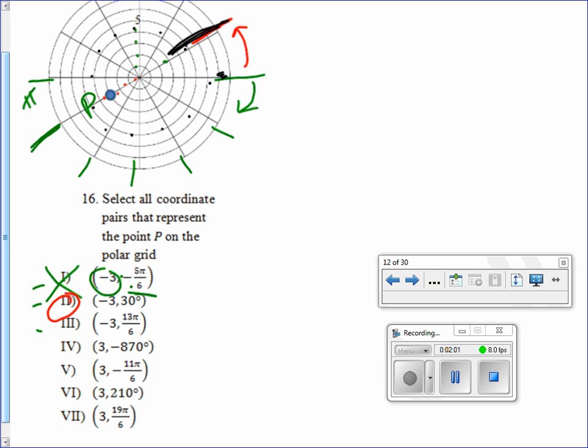And I'm going to go -3. I'm going to go away from it. 1, 2, 3. And I do end up at P. So 3 is true.